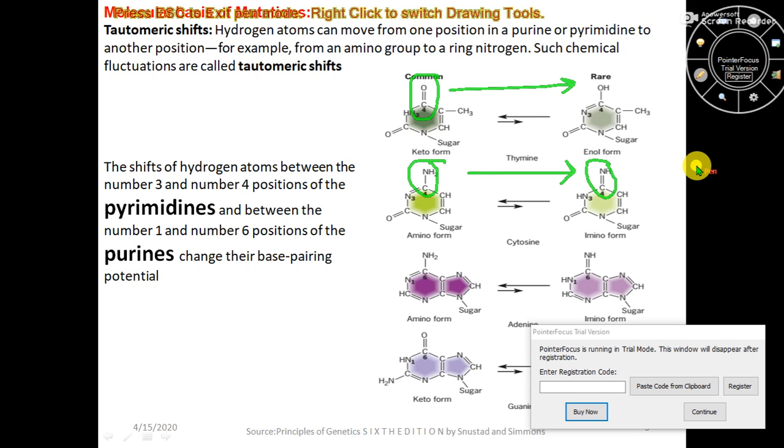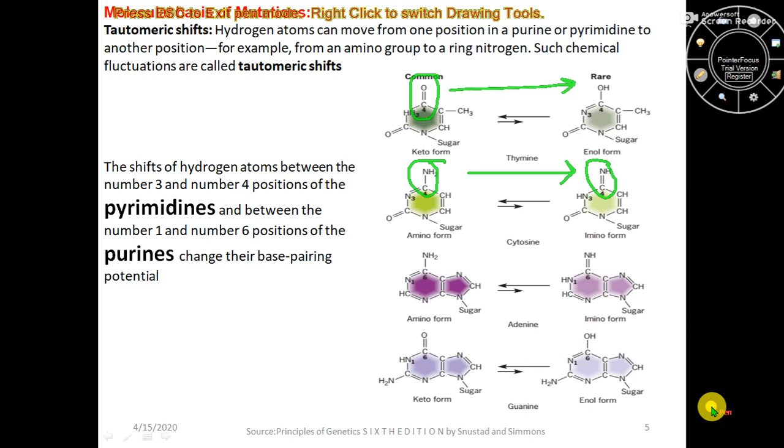Okay, so that is the tautomeric shift. For this reason, mutations occur, and internally the bases change into various forms. In the third example, the amino group changes into an imino group, and here the keto form of guanine changes into the enol form.